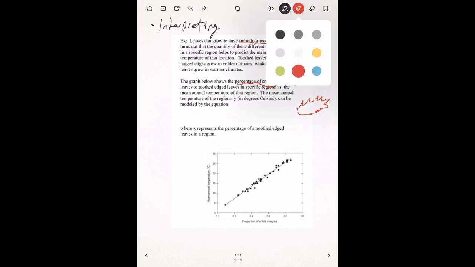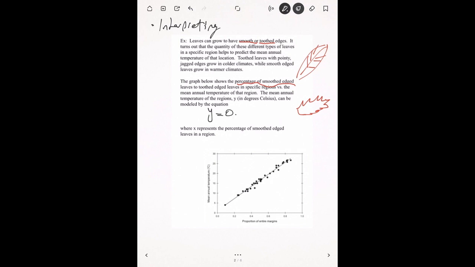Now, for some reason, when I uploaded this image, the equation didn't get printed, but there is an equation for this. They found that the equation is y equals 0.3006x plus 1.141. So that's the equation that models this line of best fit.